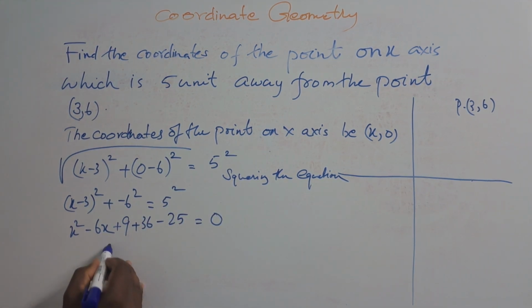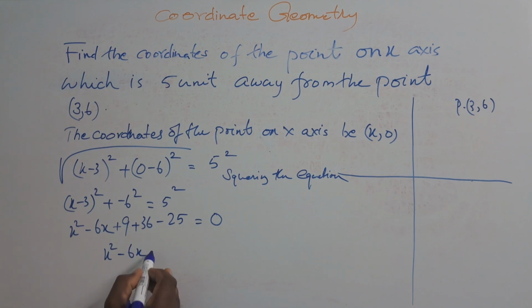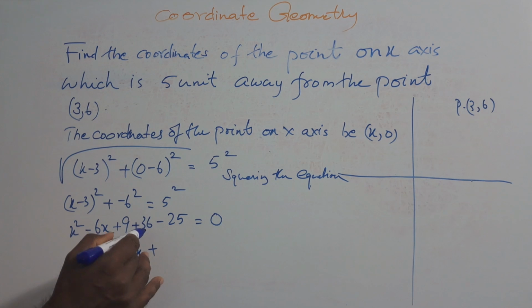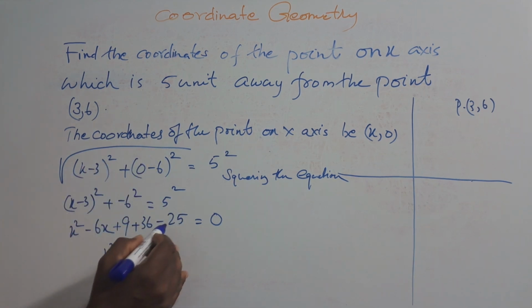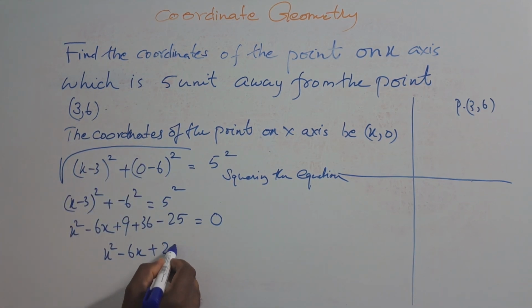Simplifying it, we have x square minus 6x plus 45 minus 25, which is 20, equal to 0. Now we have a quadratic equation. When we solve this equation, we get the point on the x-axis.